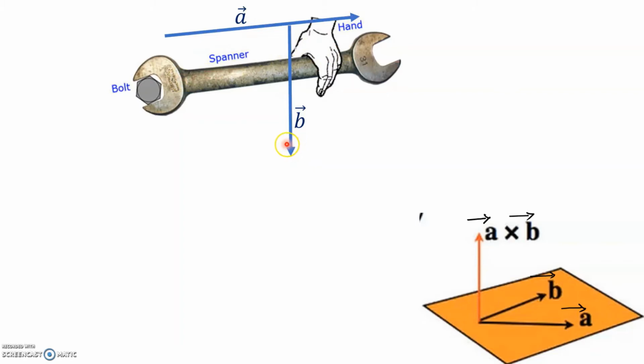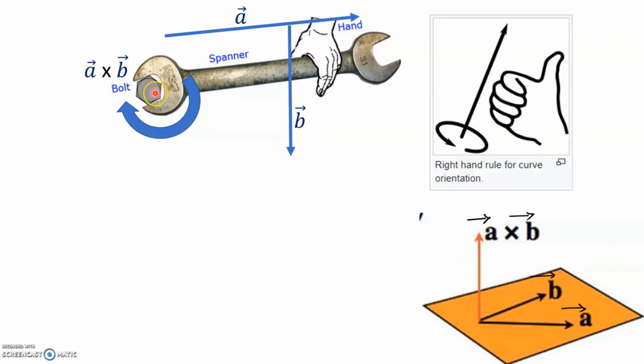Now the result would be, as we all know, the bolt will begin to unscrew. Why? Because at this point, the spanner is going to have a rotation. It's going to rotate. So that is our resultant using these two vectors A and B. It's going to be a circular motion, and the circular motion is going to impact the bolt, and the bolt is going to unthread itself and start to come out. So you can narrate this using the right-hand rule for curve orientation.